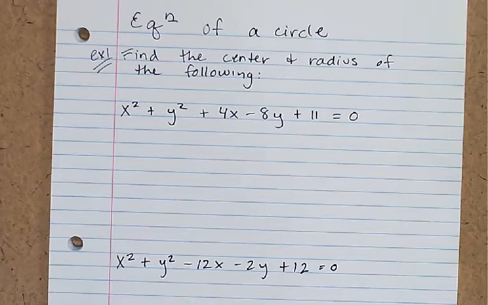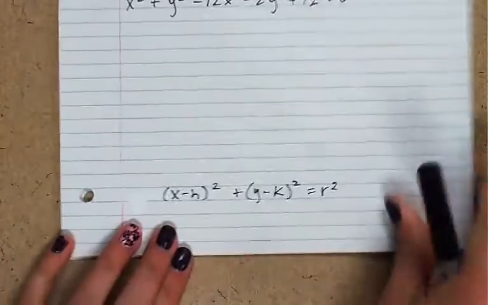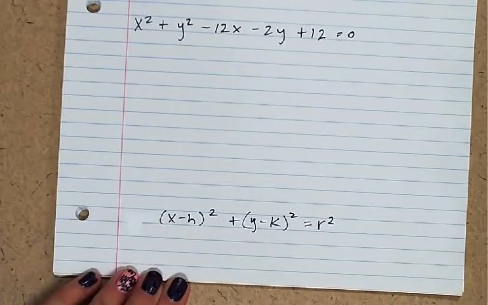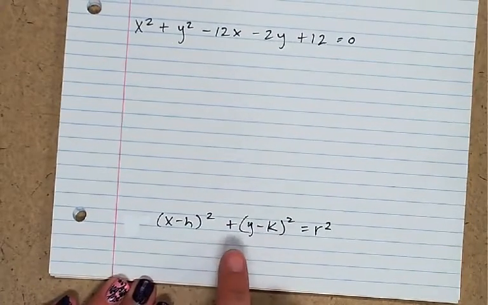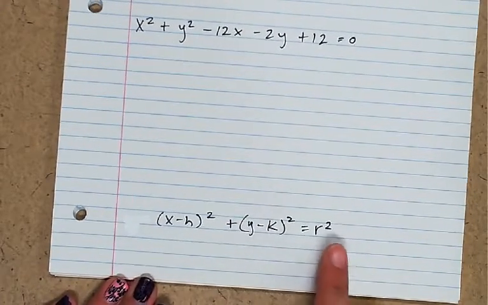Part 2 of the Edgenuity lesson, equation of a circle. So down here, I've written out what an equation of a circle looks like: x minus h squared plus y minus k squared equals r squared.